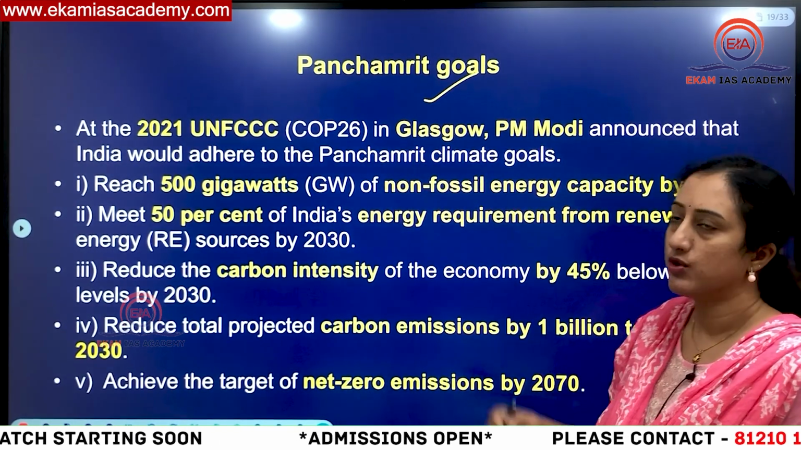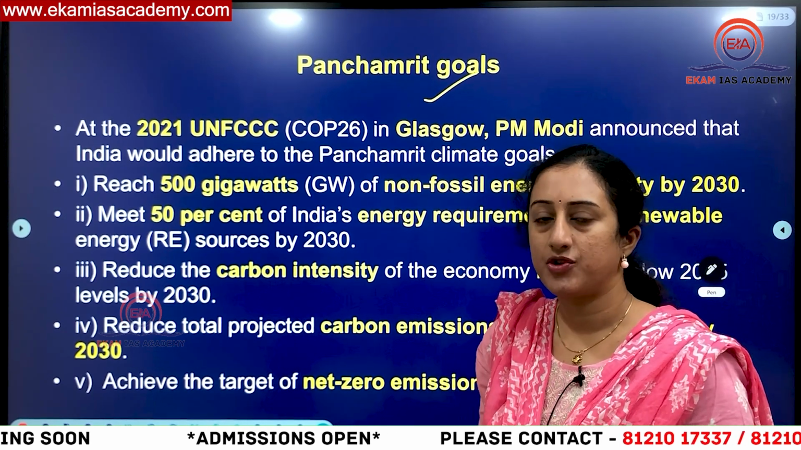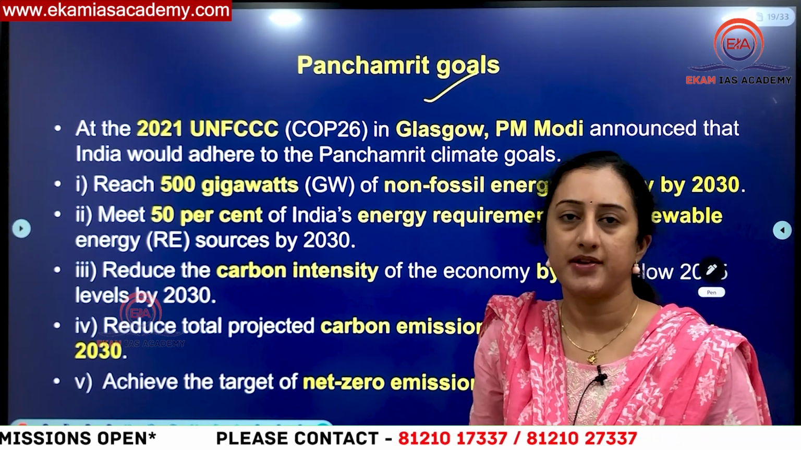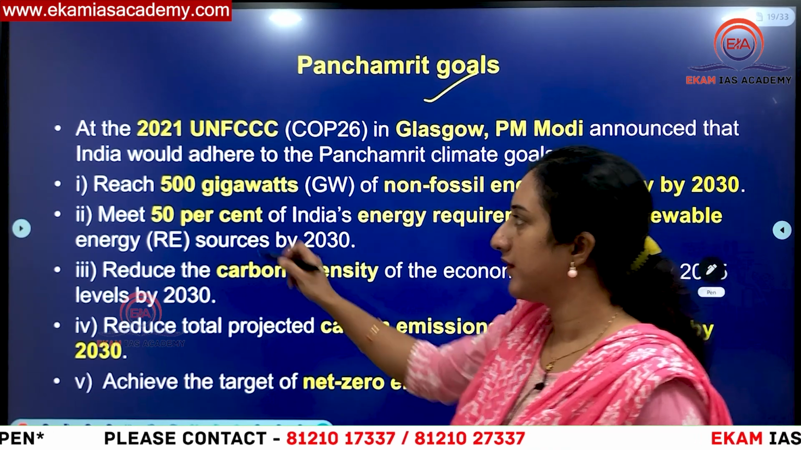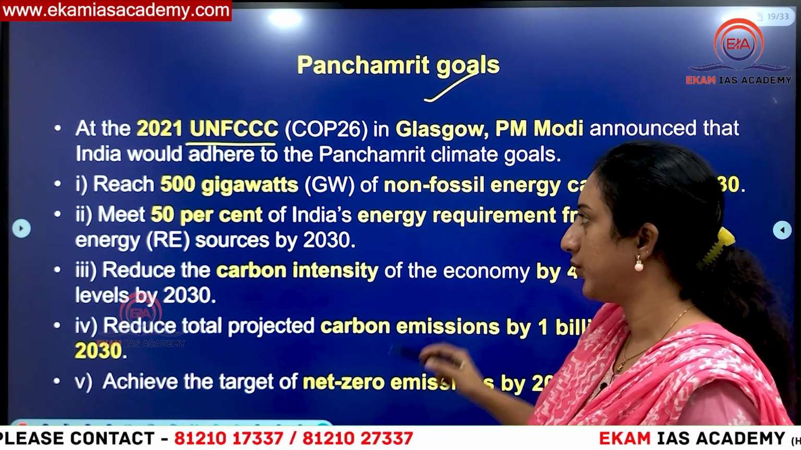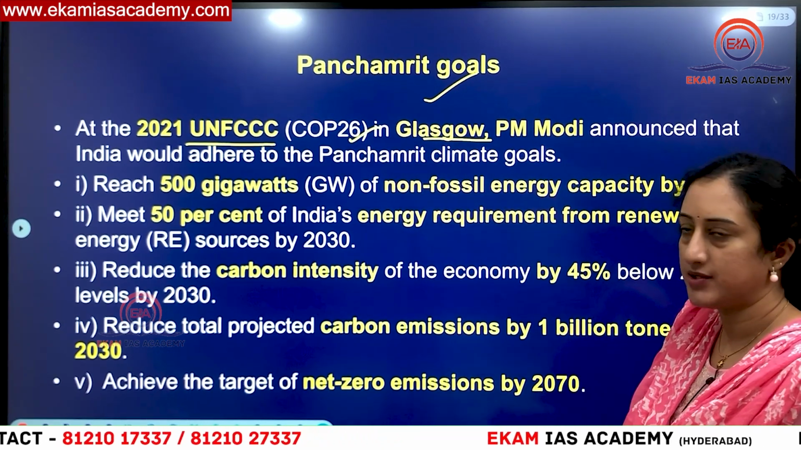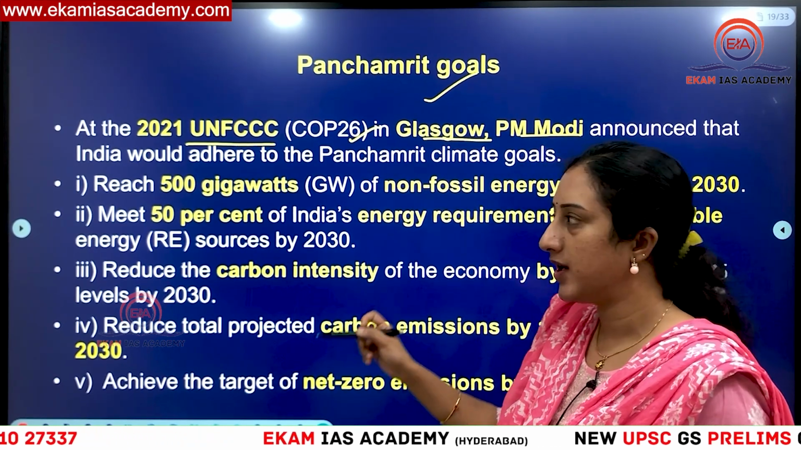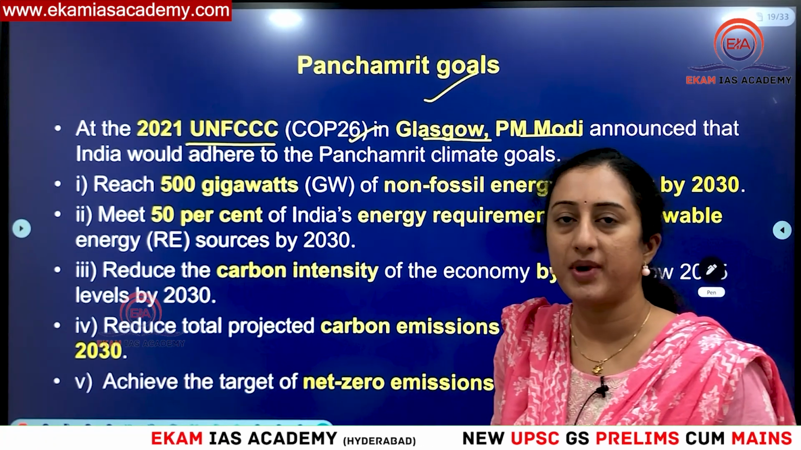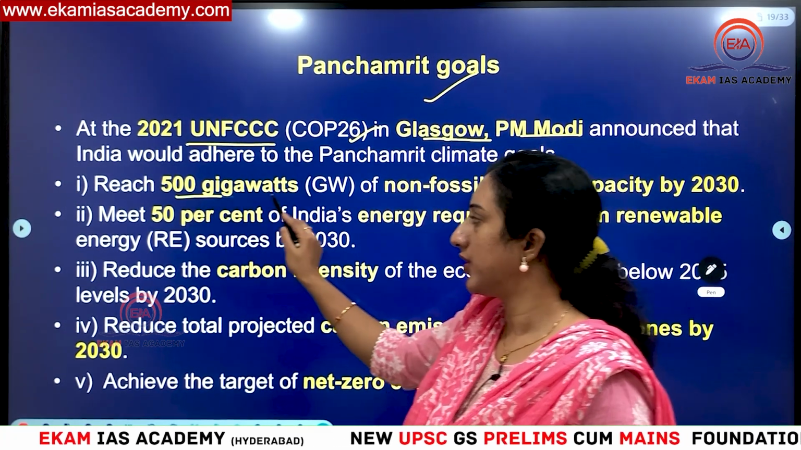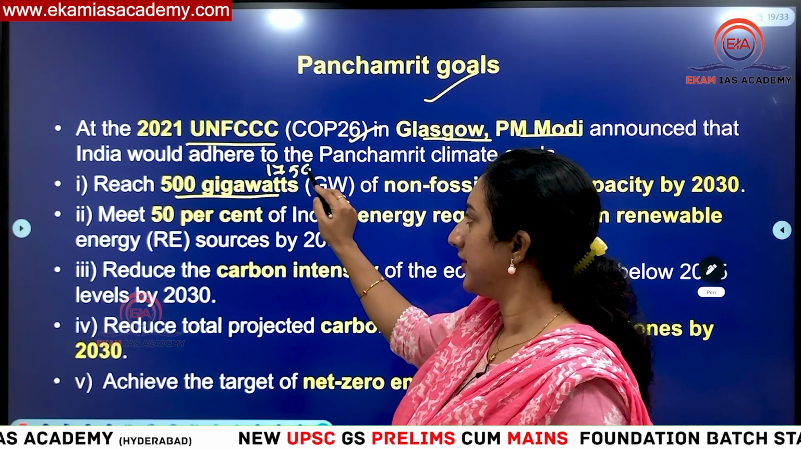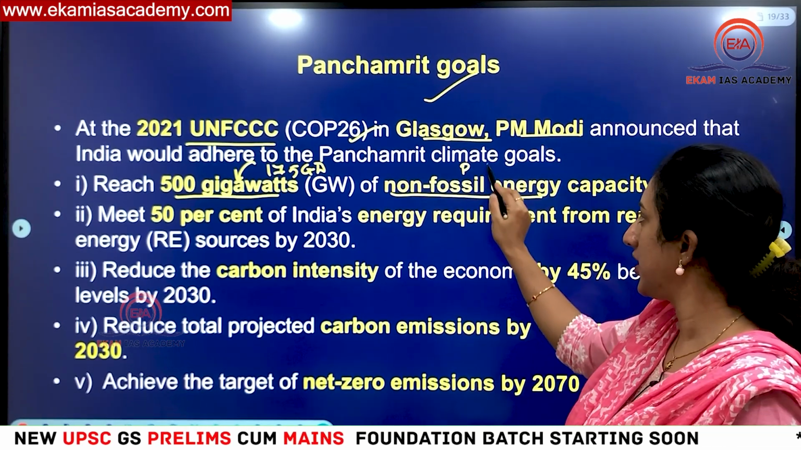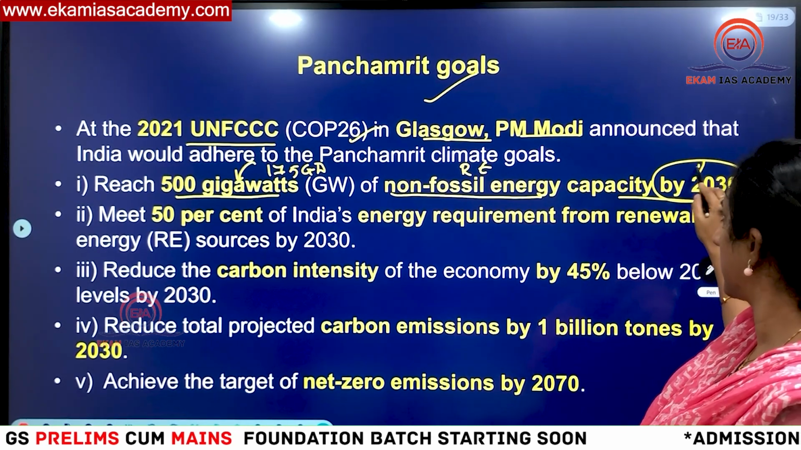Then Panchamrit goals were also highlighted by the finance minister. Panchamrit is very important for the Indian economy to meet the commitments we made as part of the Paris Agreement in 2015, COP21. At COP26 in Glasgow in 2021, our Prime Minister announced that to meet Paris Agreement goals, India wanted to go for Panchamrit principles. So what are those? Earlier it was 175 gigawatts, no? Now this has been increased to 500 gigawatts of non-fossil energy, that means renewable energy capacity, by 2030. This is the target you have to remember.